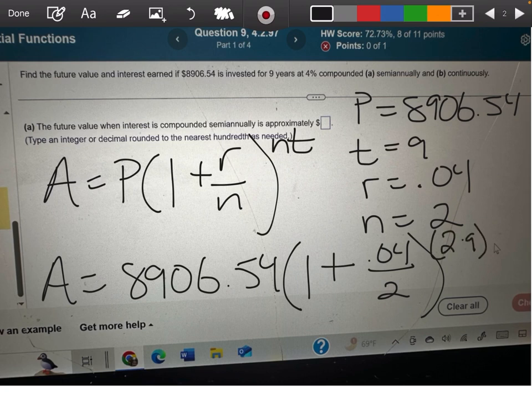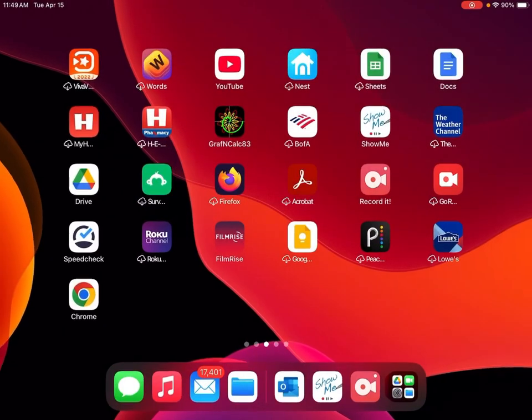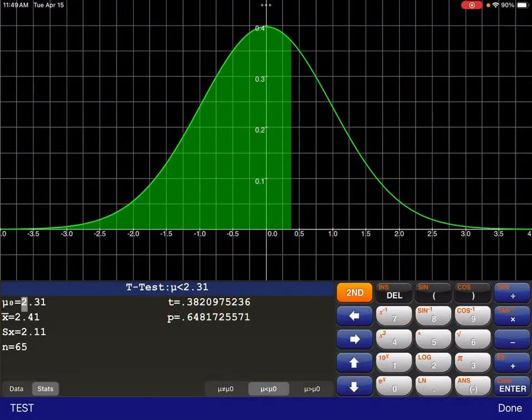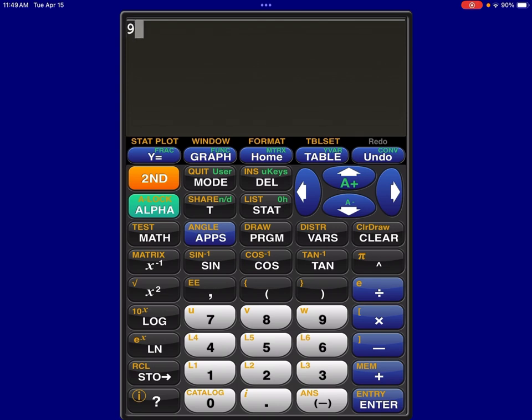Now for this part, y'all, it's strictly going to be calculator work. Okay, let me grab my calculator here. 8906.54, 1 plus 0.04 divided by 2 raised to the power 2 times 9. There we go. Let's hit enter.